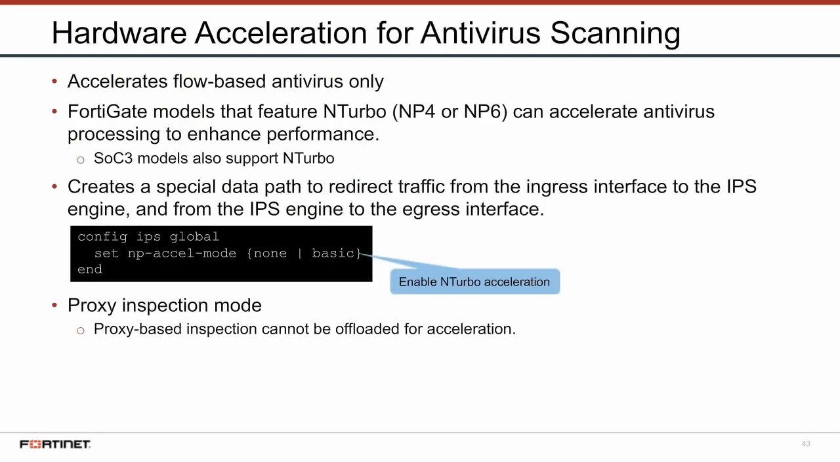FortiGate's main CPU is responsible for performing UTM and GFW inspection on the network traffic. FortiGate models that have specialized chips can offload inspection tasks to enhance performance while providing the same level of protection. FortiGates that support the N-Turbo feature can offload UTM and GFW sessions to network processors. N-Turbo creates a special data path to redirect traffic from the ingress interface to the IPS engine, and from the IPS engine to the egress interface. This can improve performance by accelerating antivirus inspection without sacrificing security.